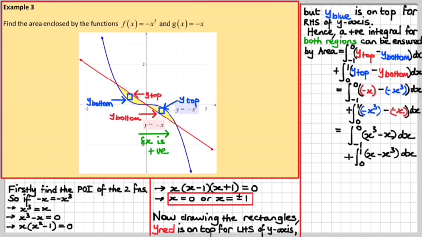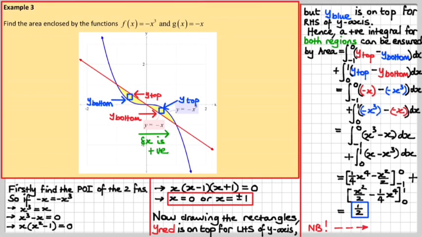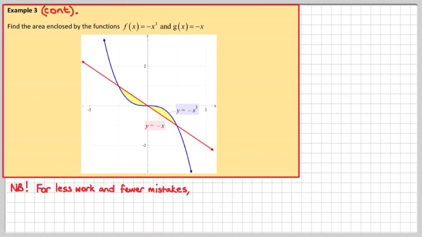But now it's just left for us to evaluate that, ladies and gentlemen. And I have done that all there, and just proceeding right along. If you trust me, I did evaluate that and I got plus a half. So that's how you do it, guys. Now there's an NB over the page, so let's go over the page and have a look at what I wanted to say.